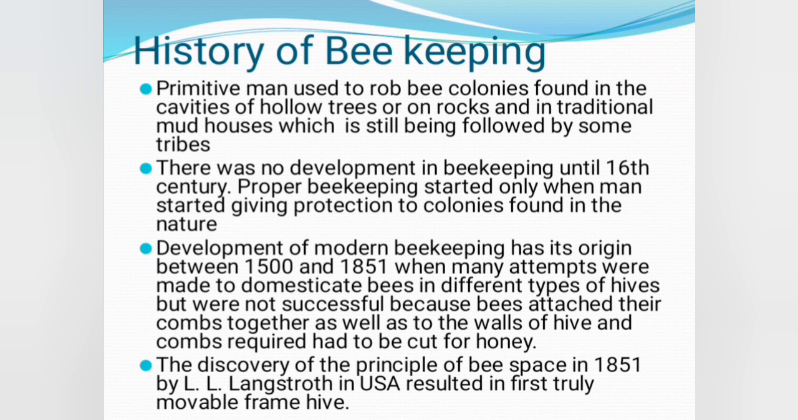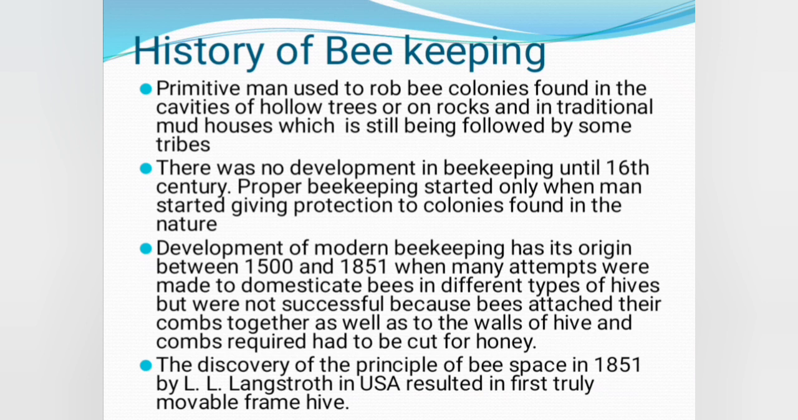Development of modern beekeeping has its origin between 1500 and 1851, when many attempts were made to domesticate bees in different types of hives, but they were not successful because bees attached their combs together as well as to the walls of the hive, and combs had to be cut for the honey, which would destroy the combs. The discovery of the principle of bee space in 1851 by L. Langstroth in the USA resulted in the first truly movable frame hive.